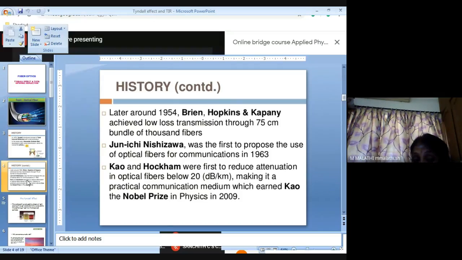Next, in 1954, Brian, Hopkins, and Kapany achieved a low loss transmission through a 75 centimeter bundle of 1000 fibers. 1000 glass fibers they took, and its length is of the order of 75 centimeter. Through that bundle of 1000 fibers, with a minimum loss, the light wave can be propagated. That they demonstrated in the year 1954. Then John H. Mizizawa was the first to propose the use of optical fibers for communication in the year 1963. They are all proposing. Okay, it is proposed. It is not implemented.